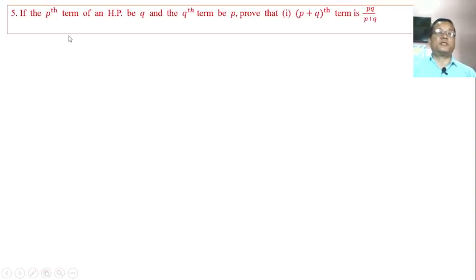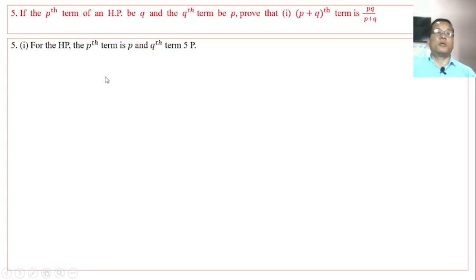5. If the P-th term of an HP be Q and the Q-th term be P, prove that the (P plus Q)-th term is PQ by P plus Q. For the HP, the P-th term is Q and the Q-th term is P.